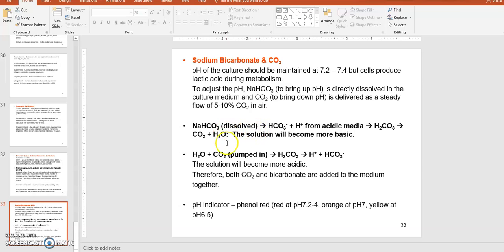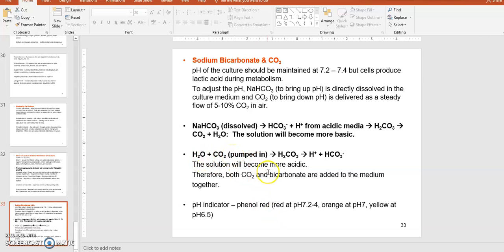Under that condition, you can pump in carbon dioxide gas. CO2 gas can be pumped into your growth medium. If that happens, CO2 plus H2O will make the compound H2CO3, which will become H plus and HCO3 minus. By doing so, it will release a lot of H pluses, which will bring down the pH to the acidic area. So by using either sodium bicarbonate or CO2 gas, you can adjust the pH. If the pH is too low, you can add sodium bicarbonate. If the pH is too high, you can pump in CO2 gas.